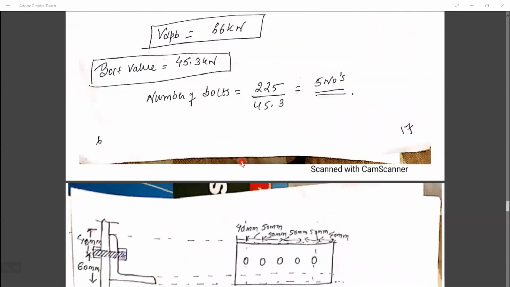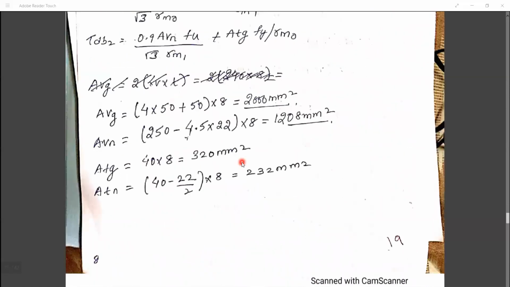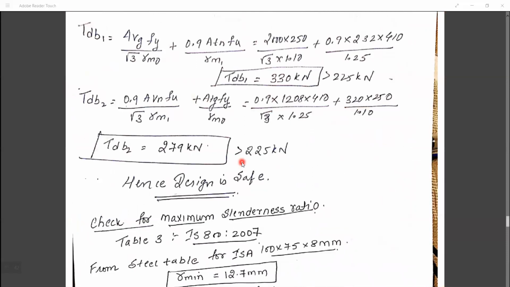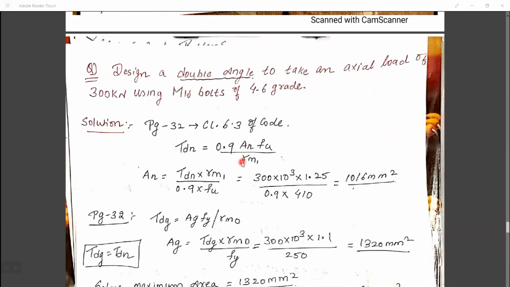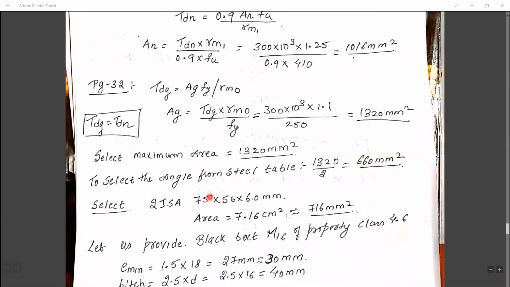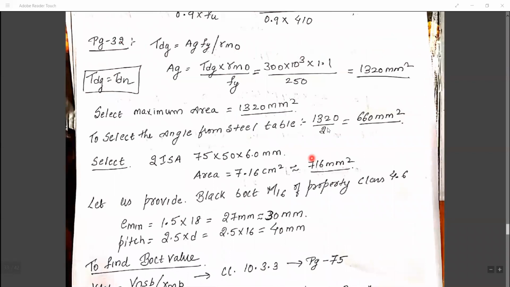In code book, see in steel tables, don't try to find double angle sections in code book. Use for single angle section only. Don't go for double angle sections. In code book, in steel tables, you will never find double angle section. This was the very important step for you.